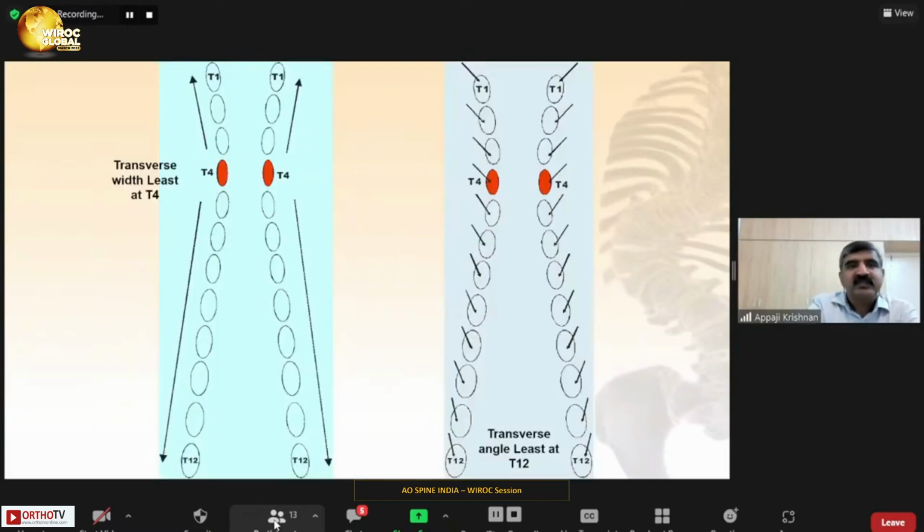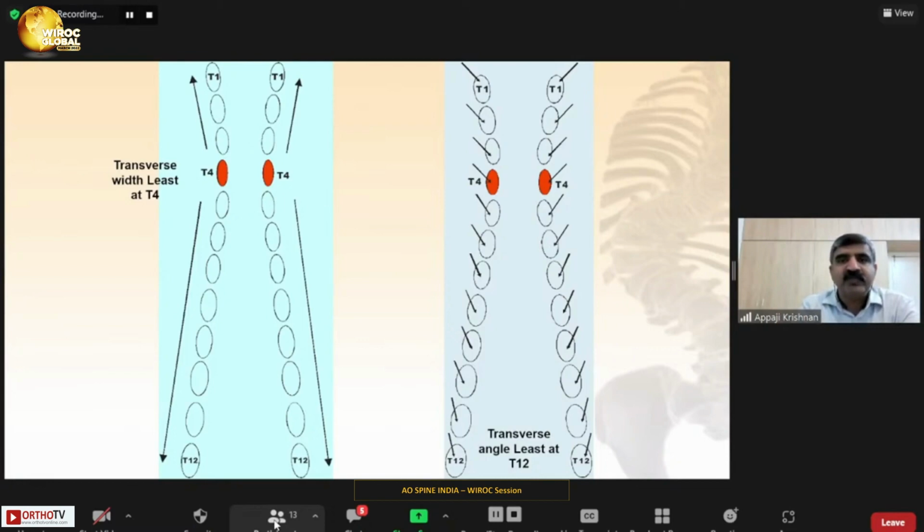The second important point is the transverse width of the pedicle, which determines the size of screw to be inserted. The diameter of the screw normally in the adult population is 5.5 in the upper thoracic spine. Below D9, D10, I tend to use 6.5. I do not use 4.5s even in the upper thoracic spine because there is a slight give way of the pedicle, and you can safely put in a 5.5 screw. We should be aware that the transverse width is the least at T4 and the widest at T12.